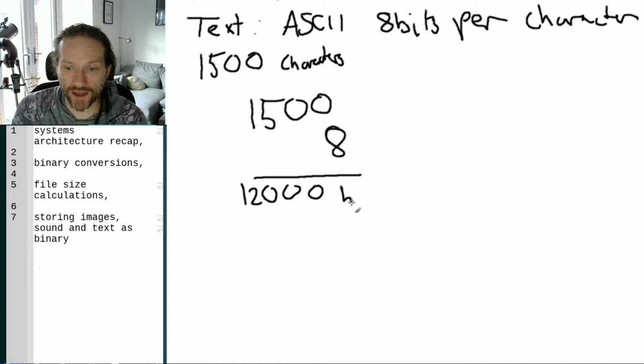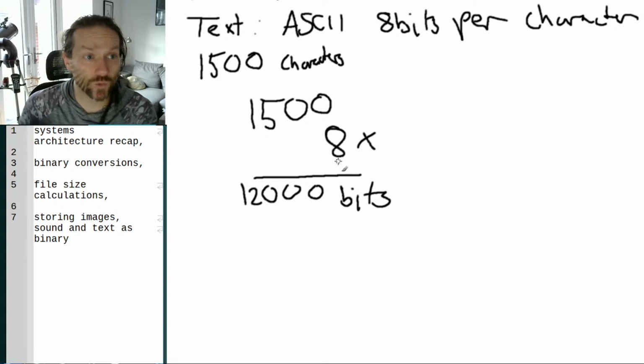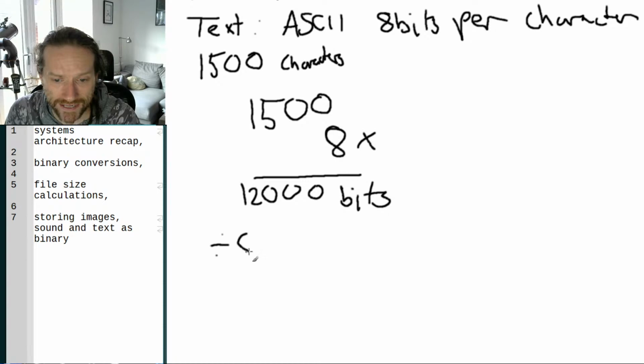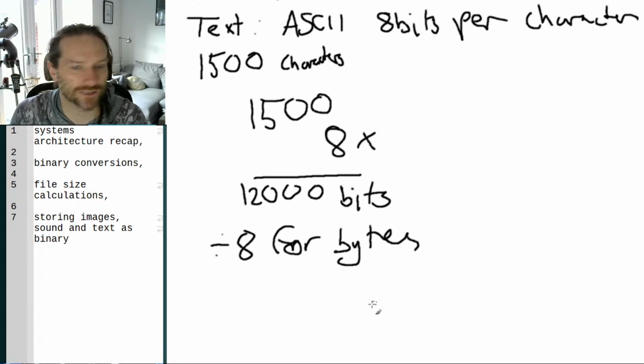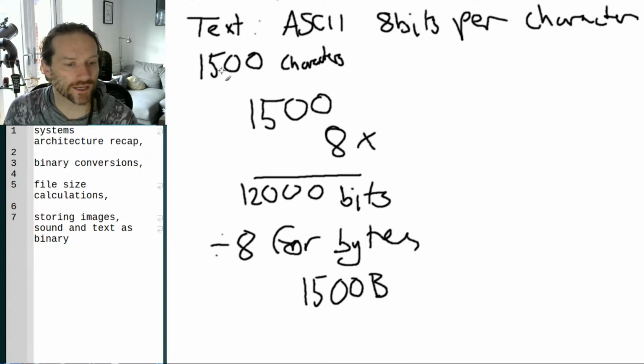Now, that's 12,000 bits. Okay, so you multiply the total number of characters by the number of bits per character. That tells you how many bits there are. In order to work out how many bytes there are, you then have to divide by 8. Well, if you're doing ASCII, then that's pretty easy. So we're back to 1,500 bytes. Okay, so our text file that contains 1,500 characters is 1,500 bytes.